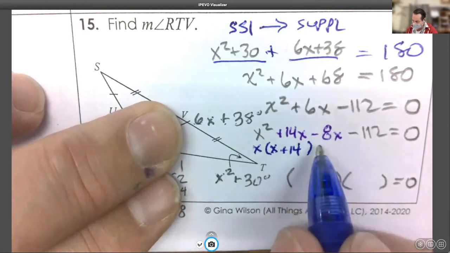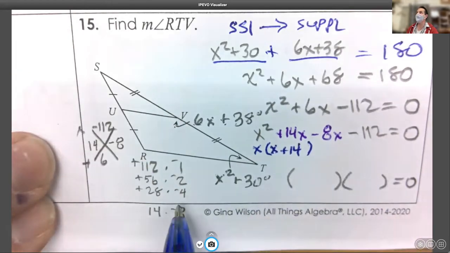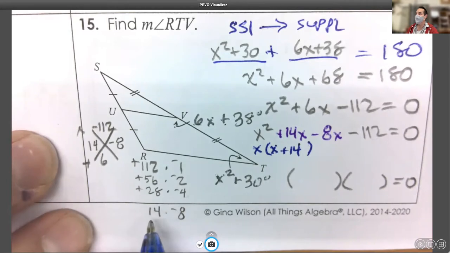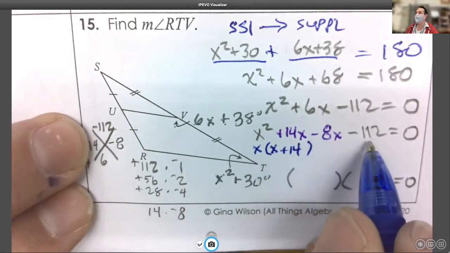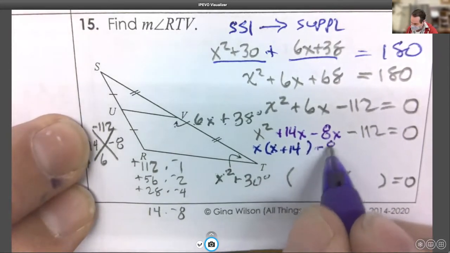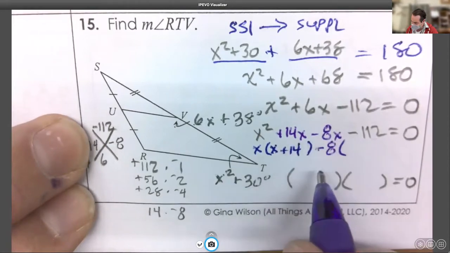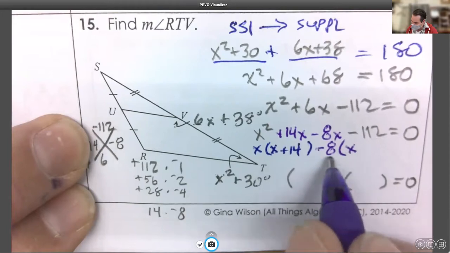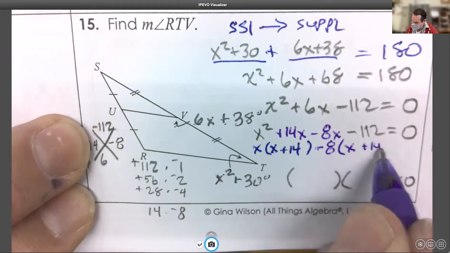Now, I want to pull something out for this one as well. And it's a little bit harder to see what's in common to both of these. But remember that we've already split out the negative 112 and said that it's negative 8 times 14. So can we agree that I can factor a negative 8 out of this one and a negative 8 out of this one? So I'm going to write negative 8 on the outside here. Negative 8 times what gives me negative 8x? And negative 8 times what gives me negative 112? Plus 14.